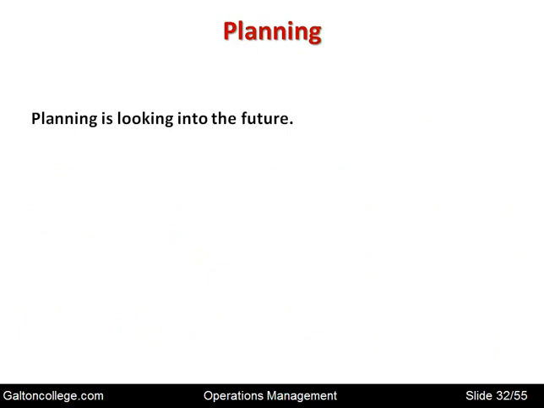Planning is really looking into the future. Planning is trying to imagine what requirements there will be in the future, what requirements on the production system or on the store system or in the office system. Trying to look forward to try and plan capacity that will be there if there is a surge in orders, if there is a large increase in orders.